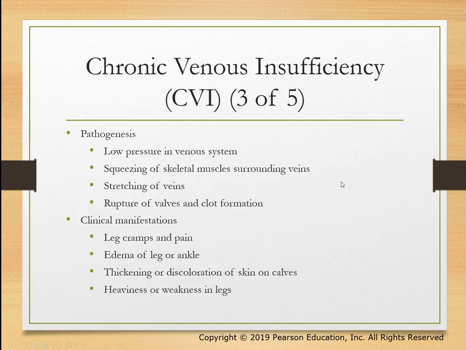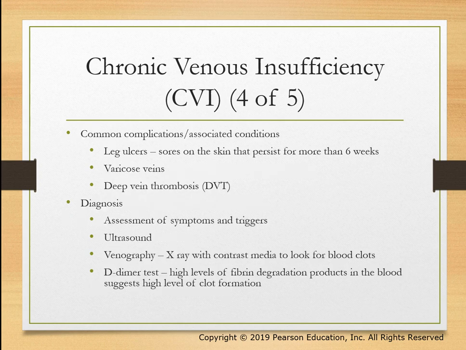So obviously that's going to then weaken the walls of the veins, right? Eventually, or you can also have rupture of valves, and then also clots form because you have this pooling of the blood. Some of the clinical manifestations: leg cramps, pain, right? Edema of the leg or ankle, thickening or discoloration of the skin on the calves. You probably have seen this in people before. Heaviness and weakness of the legs, obviously because of gravity, that's where the blood is going to tend to pool in the legs. And so that's where you'll have a buildup of fluid, and blood clots a lot of times will form in the legs.